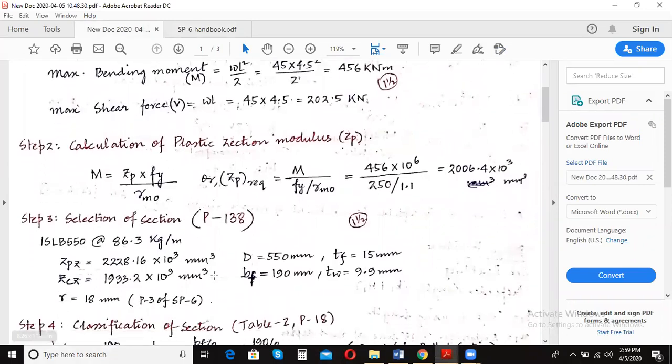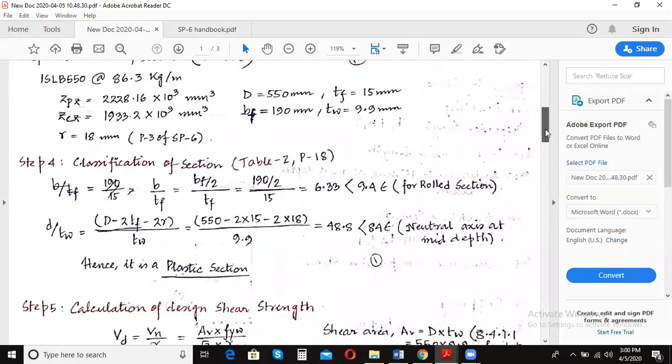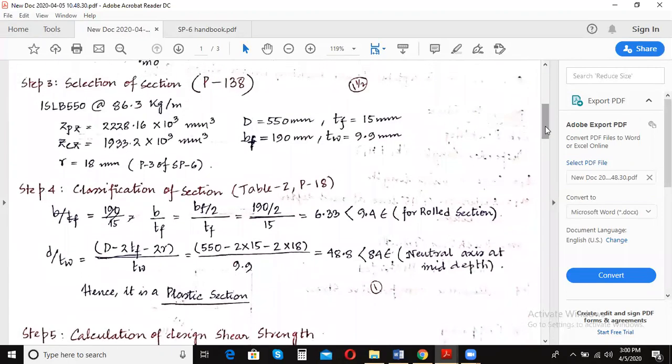So step 3 is my selection of the section. So I have chosen this section ISLB 550, whose plastic section modulus is 2228.16 into 10 to the power 3 millimeter cube, and elastic section modulus is 1933.2 into 10 to the power 3 millimeter cube. Okay, the root radius is required, which is 18 mm. This is given in SP6. And the overall depth is 550 mm. The thickness of the web is 9.9 mm. The flange width is 190 mm and the thickness of the flange is 15 mm. That's it.